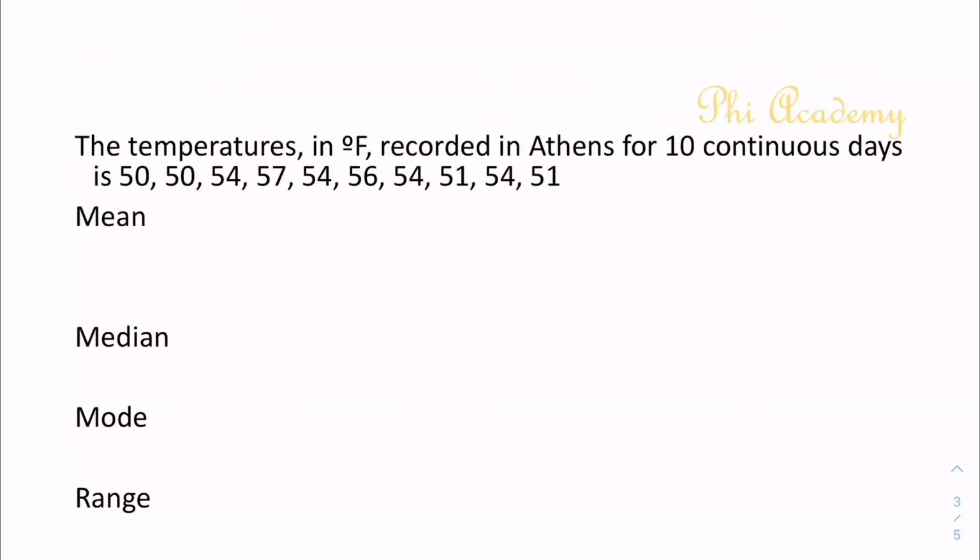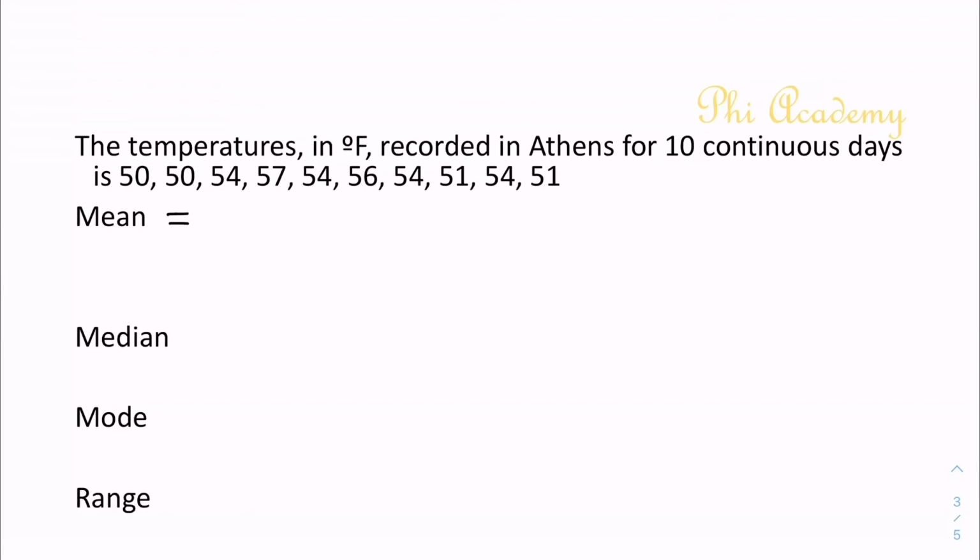So let's move on to more complicated and real life questions. So for example, the temperatures in degree Fahrenheit recorded in Athens for 10 continuous days is as follows. Let's work out the mean. So remember, mean is where you add all the numbers together and divide it by how many there are.